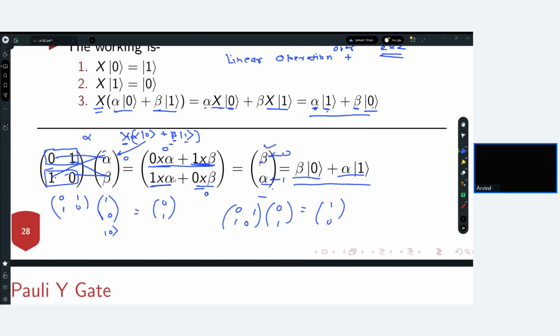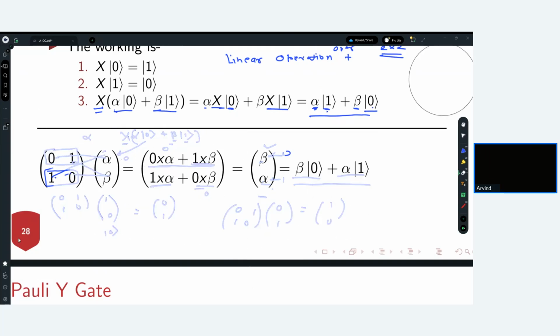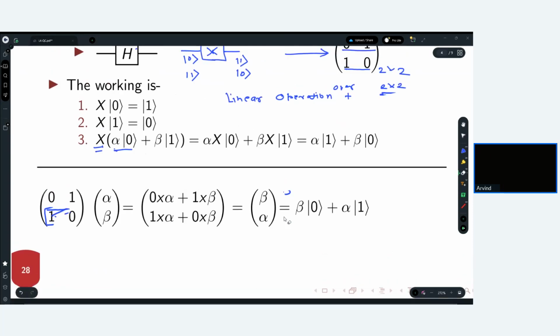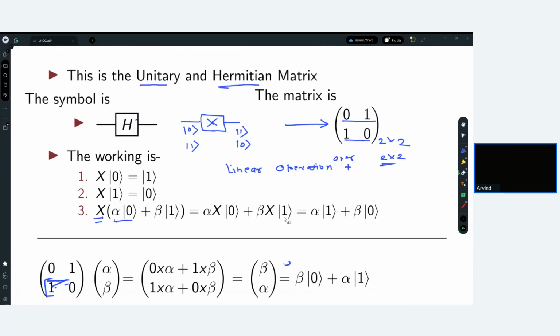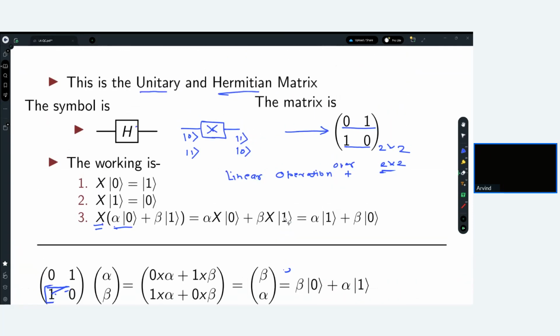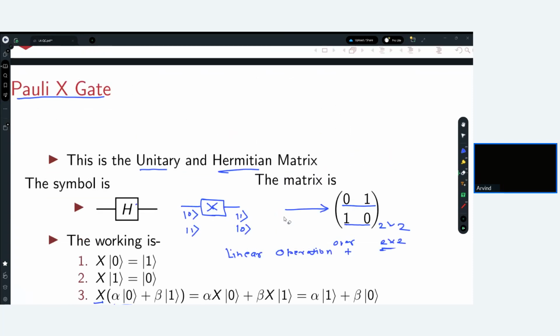So this is the way in which the different inputs are converted by the Pauli X gate. This is all about the first type of single input gate, which we call the Pauli X gate. Thank you.